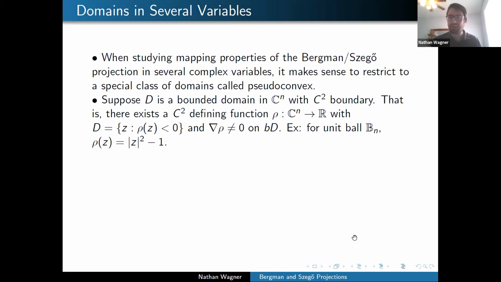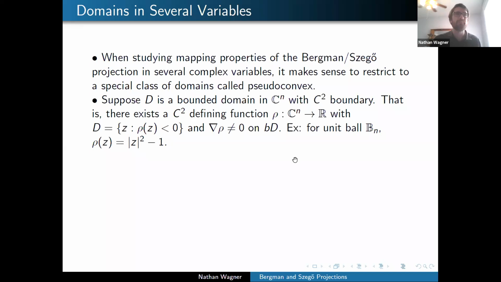So if D is a bounded domain in C^n, we'll say it has C^2 boundary if there's a C^2 function, which we call a defining function, rho from C^n to R, such that the domain equals the set of z where rho of z is less than 0. We also require that the gradient of rho is non-vanishing on the boundary. So for the ball, a defining function would be rho of z equals |z|^2 minus 1.